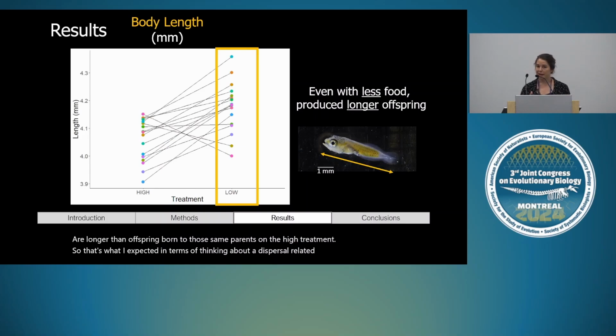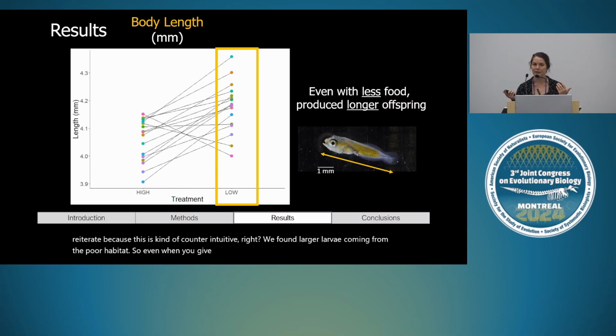But I just want to reiterate, because this is kind of counterintuitive, right? We found larger larvae coming from the poor habitat. So even when you give these fish less food, they're making bigger babies.